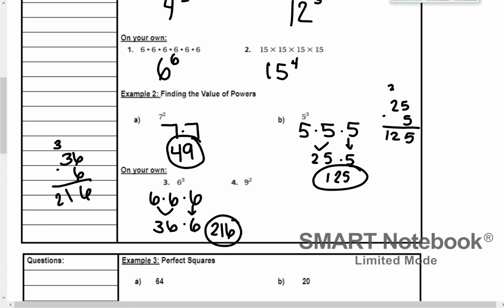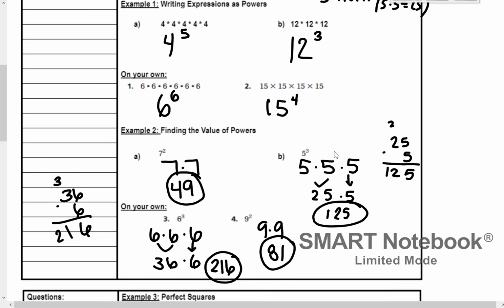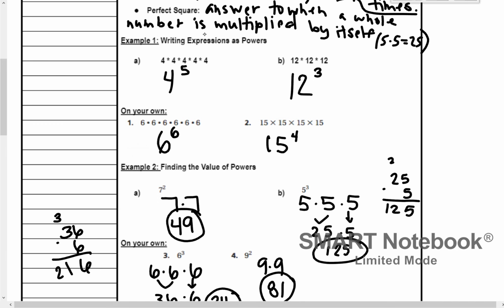Number 4, we have 9 as our base. 2 is our exponent, so 9 is being multiplied twice. 9 times 9, easy peasy, 81. All right, so that is writing expressions as powers. You'll have to do that on a quiz and test. And finding the value of powers, you'll also have to do that on a test.